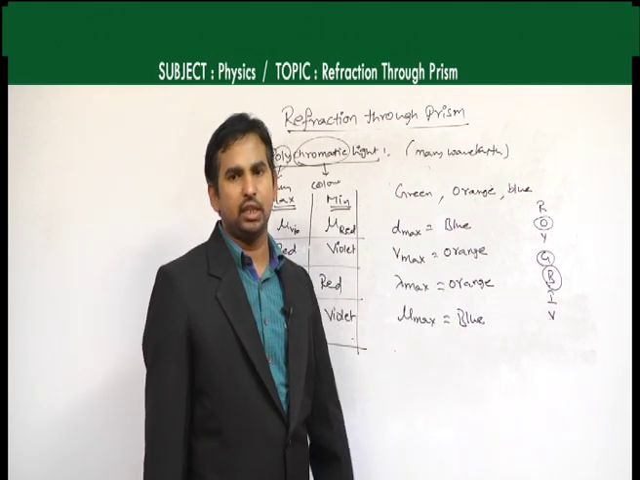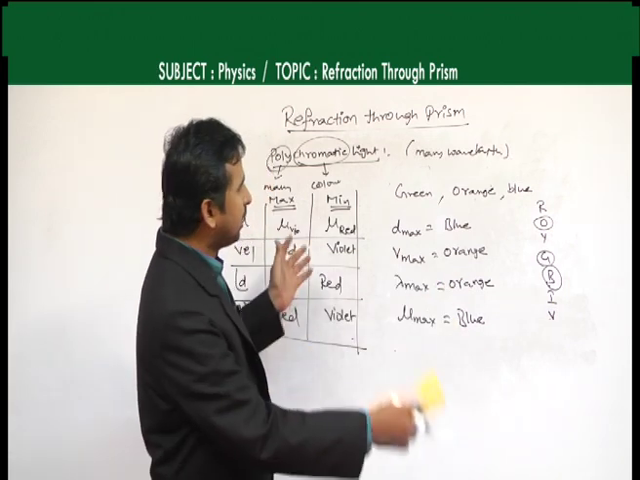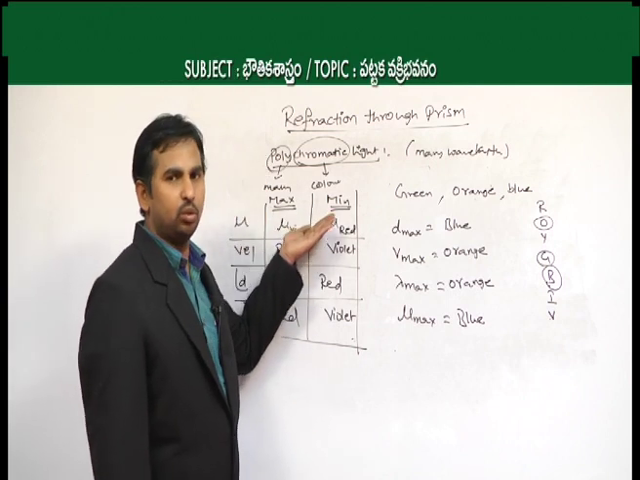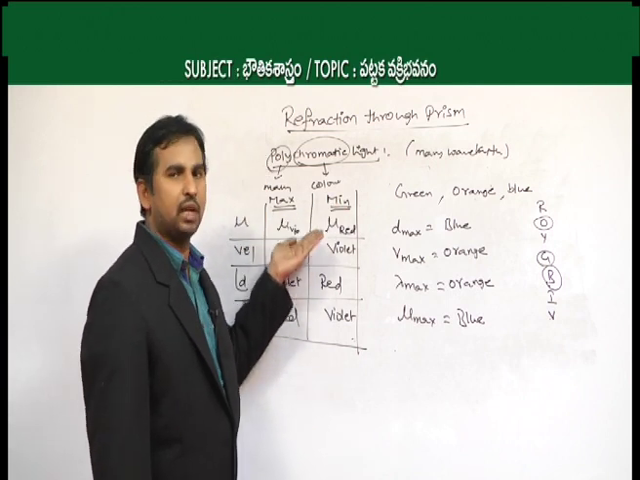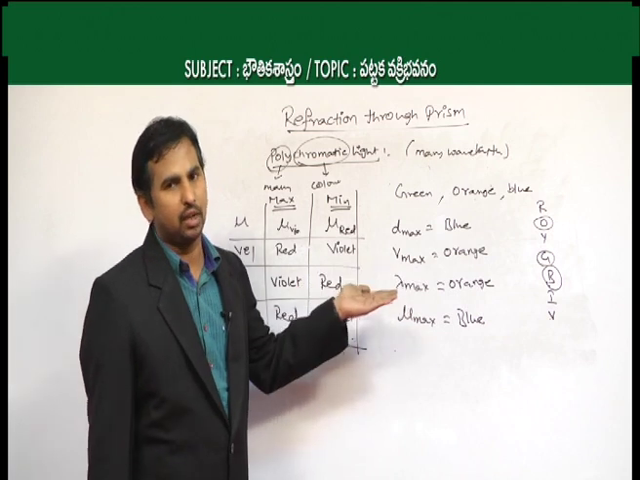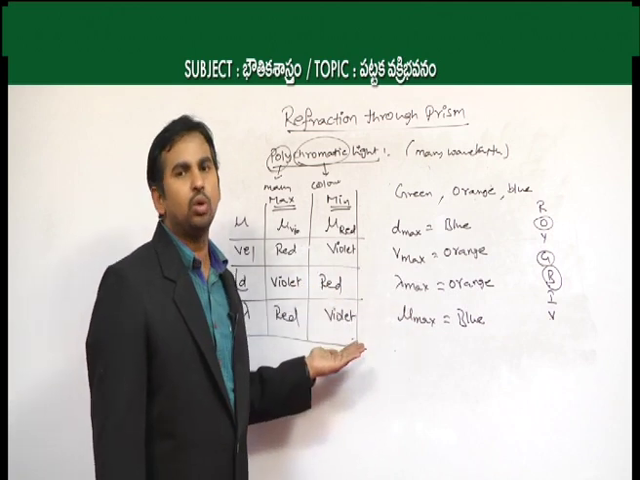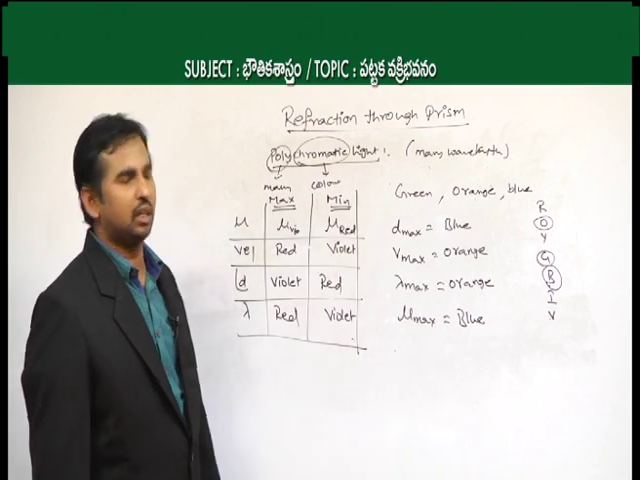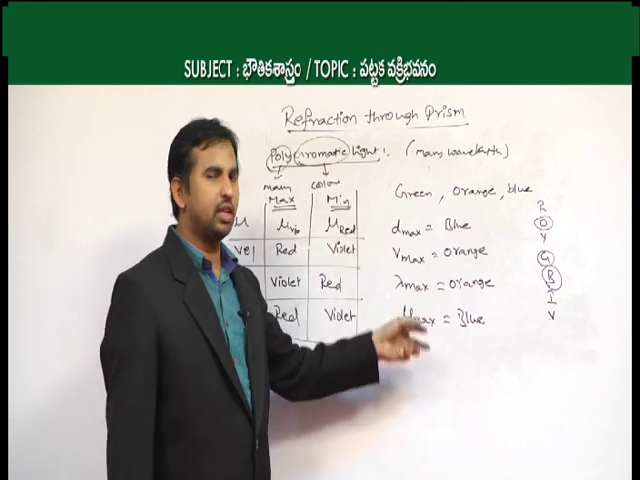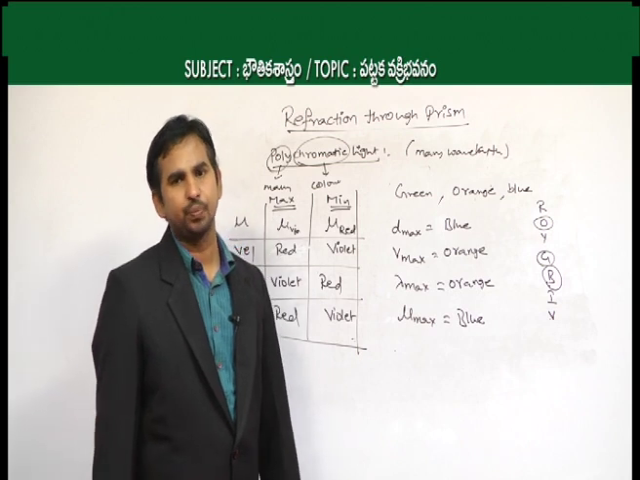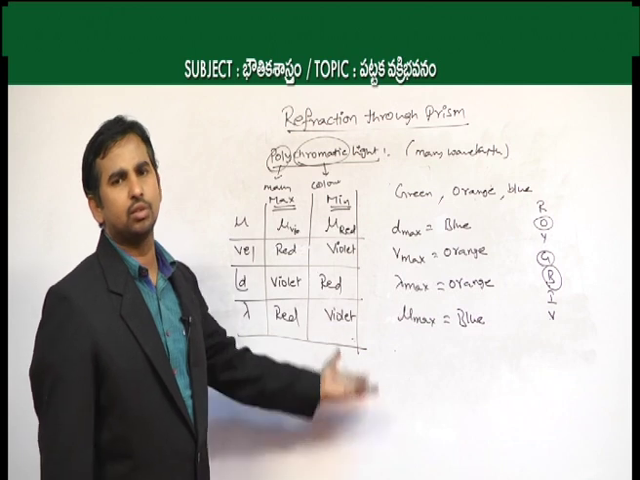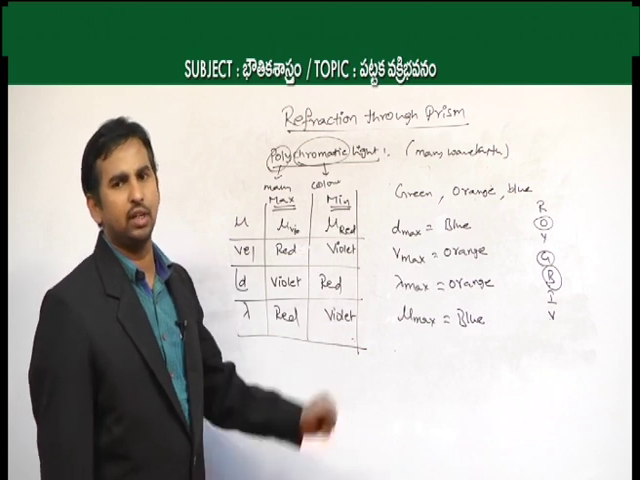Like this, depending on the given colors, we can estimate which one is deviating more, which one has more refractive index, more velocity, or more wavelength. So depending on the wavelength and the different colors, we have different deviations and velocities. Like this, many multiple choice questions are asked based on different colors.